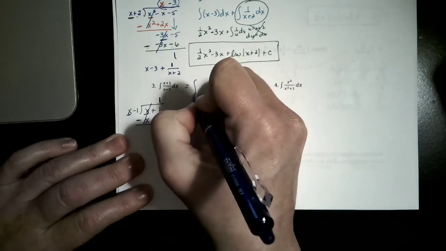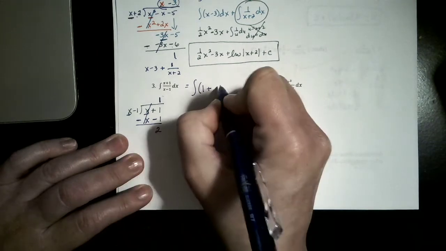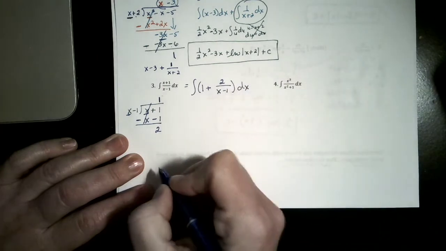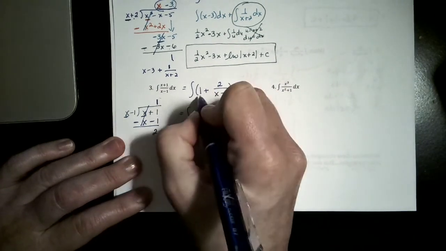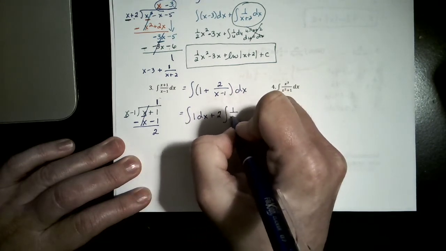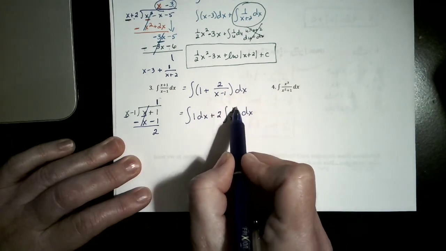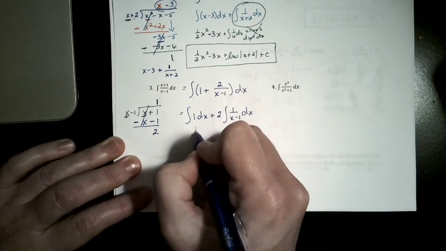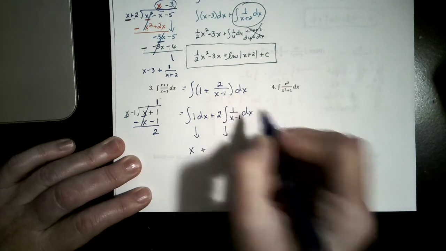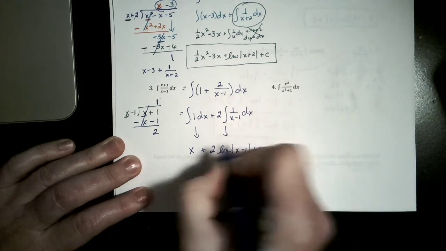So this integral can be rewritten as 1, our answer, plus our remainder, 2, divided by our divisor, x minus 1. And I'm going to split that up further. I'm going to split this up into the integral of 1 dx plus 2 times the integral of 1 over x minus 1 dx. So I pulled this 2 out in front because it's a constant, and I rewrote that as 1 over x minus 1. This becomes x. This, again, there's that natural log, 2 natural log of the absolute value of x minus 1 plus c.